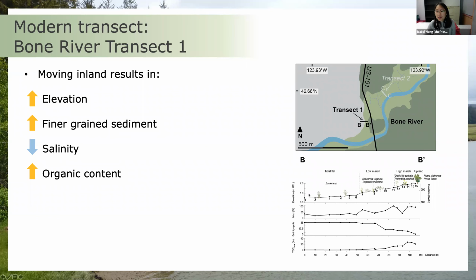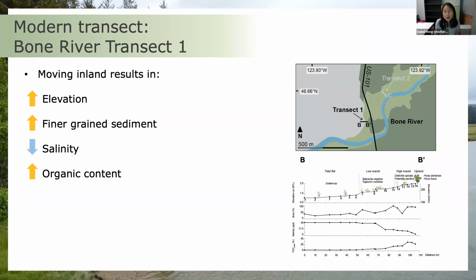So here we find that as we move inland, elevation increases. And based on the vascular vegetation that we saw while we were sampling, we divided our sampling transect here into 4 intertidal zones: the tidal flat, the low marsh, the high marsh, and the upland environment.